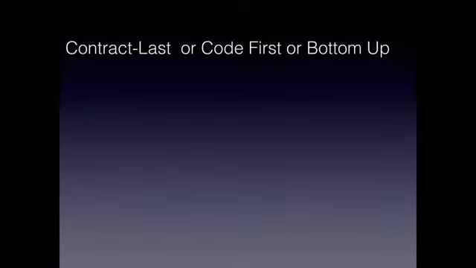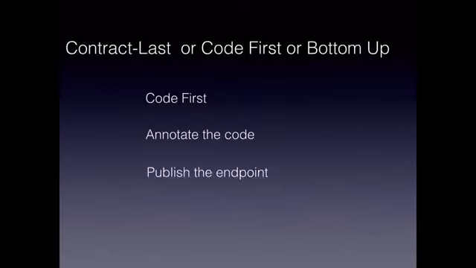The next approach, the second approach, is the contract last or code first or bottom-up approach. This is where we create the code first, the classes, interfaces, etc. We then annotate this code. In case of Java, we annotate them with JAX-WS annotations and JAX-B annotations. We then publish the endpoint and the web services stack will generate the WSDL file from our code on the fly. The advantages of this approach are there is less learning curve here.